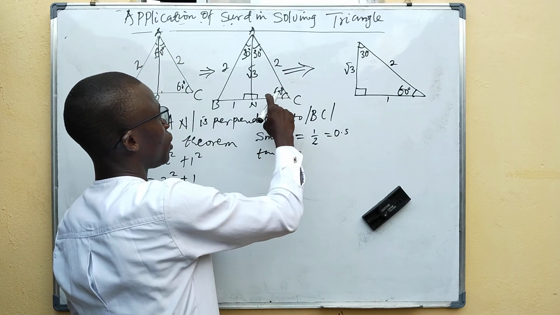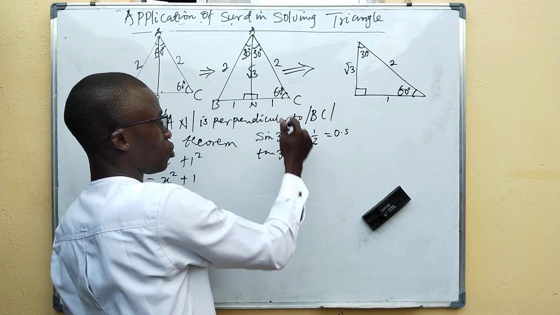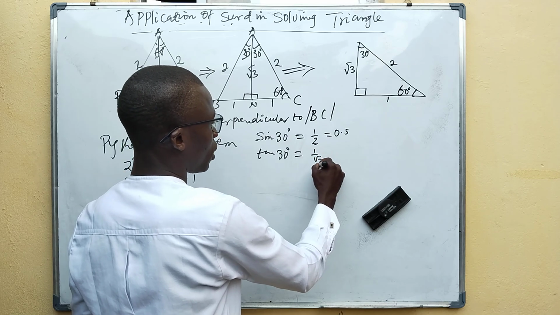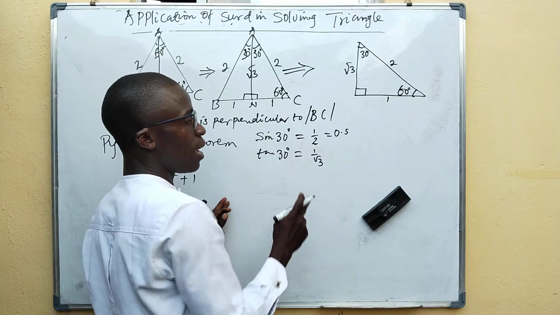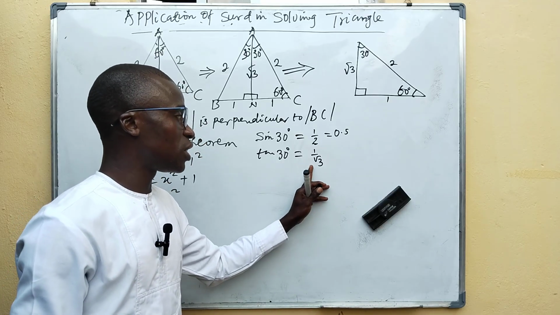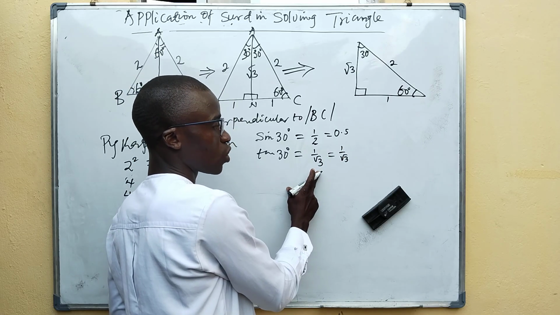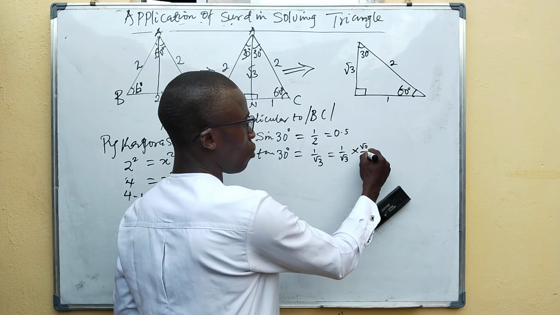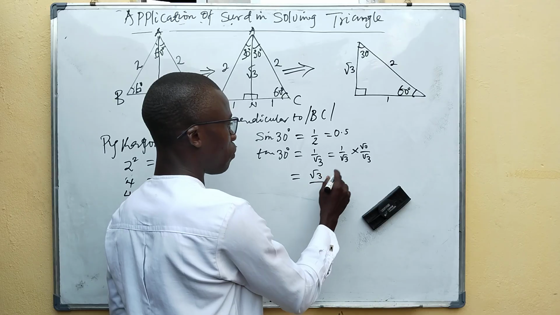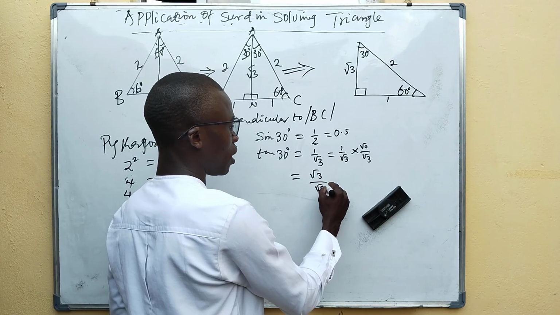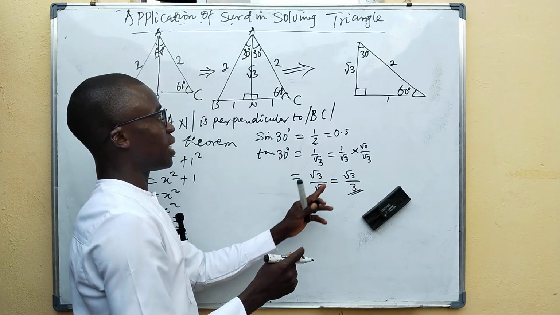Tan 30 will be opposite over adjacent, which is 1 over root 3. Remember, based on the surd we are solving, you cannot leave it this way. So we have 1 over root 3. We rationalize, times root 3 over root 3. That will give us 1 times root 3 is root 3, over root 3 times root 3 is root 9, which gives us root 3 over 3. Okay, so that is tan 30.